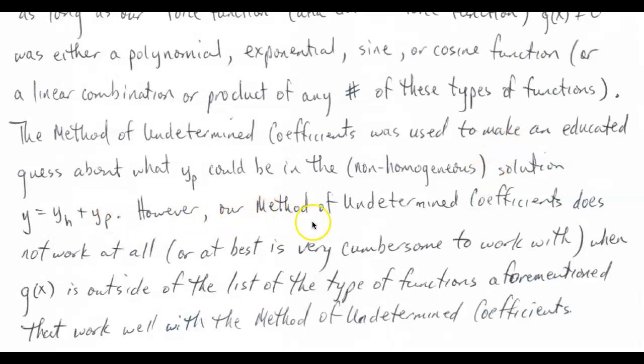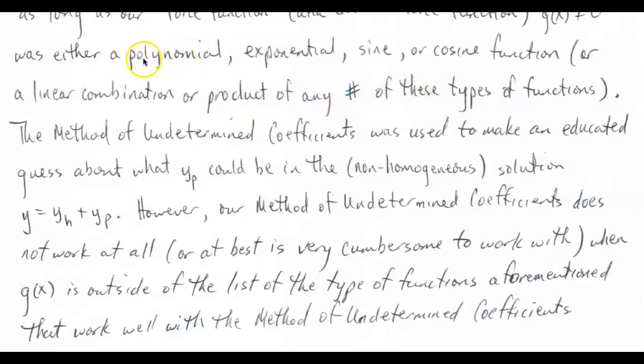So, however, our method of undetermined coefficients does not work well, or at best is very cumbersome to work with, whenever our force function G of X is outside of this list of functions that I've just mentioned, okay, that work well with the method of undetermined coefficients. So in other words, if you're not dealing with a polynomial, an exponential, a sine, or a cosine function, or linear combinations or products of those types of functions, then it's kind of hard to make an educated guess.